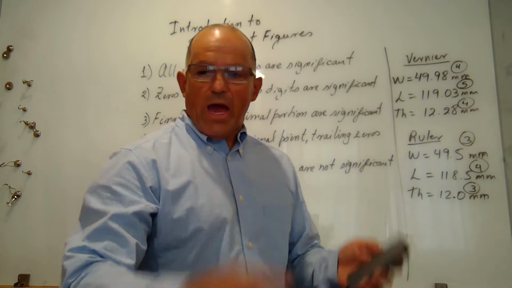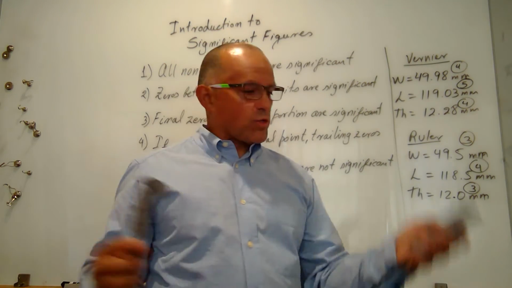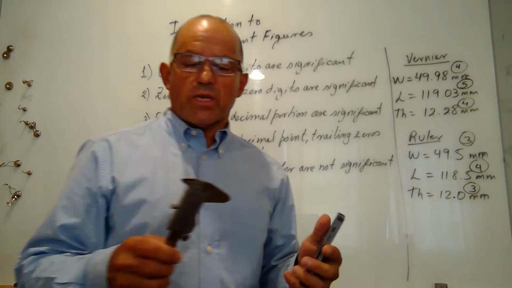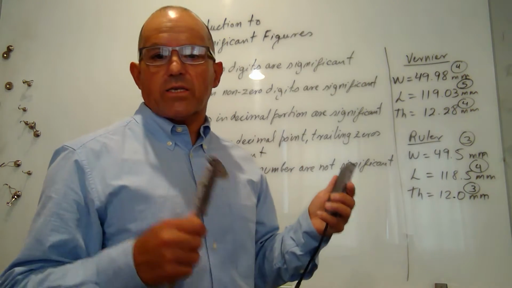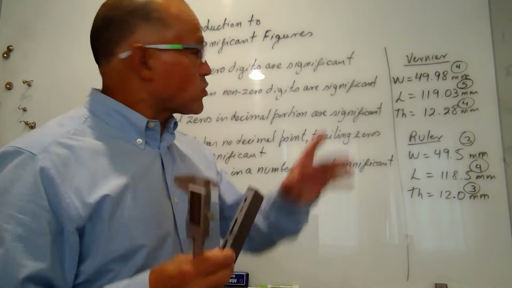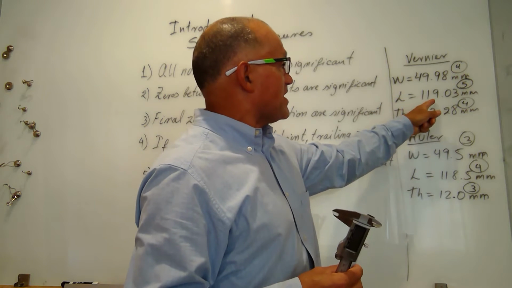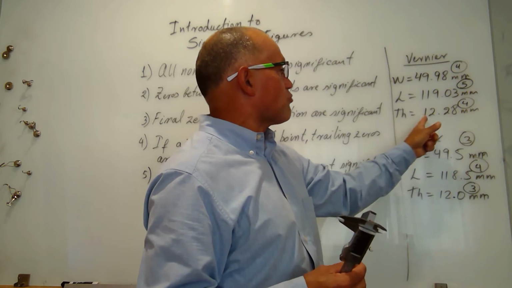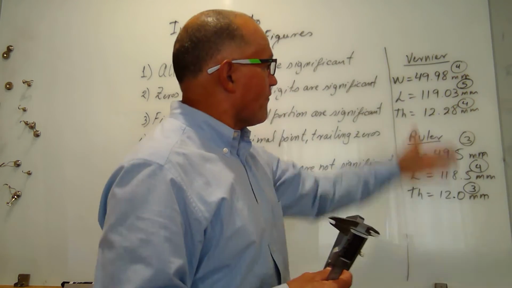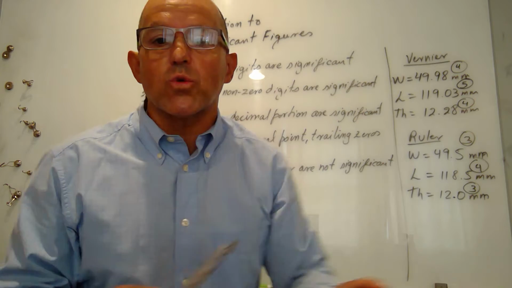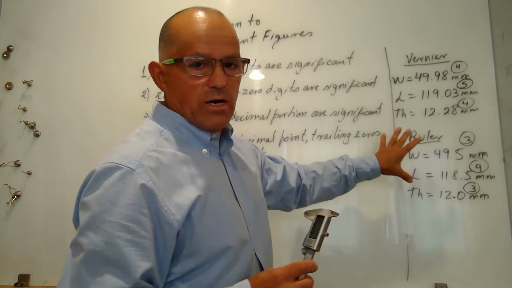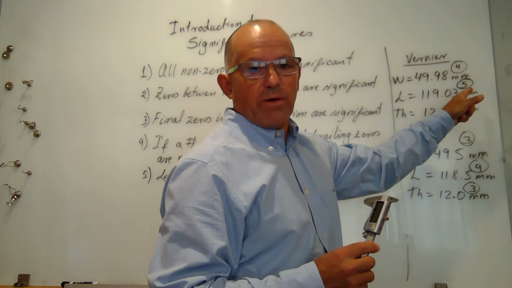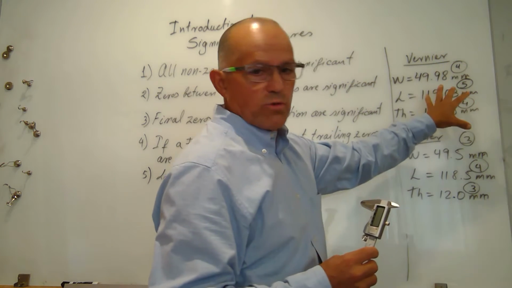Then I'm going to use another instrument to measure the same object, a vernier, and this instrument is going to give me more precise measurements. And the measurements are already here. The length 119.03 millimeters, the width 49.98 millimeters, and the thickness 12.28. As you can see, the measurements of the two instruments are different. The vernier has one more decimal place in the measurement.